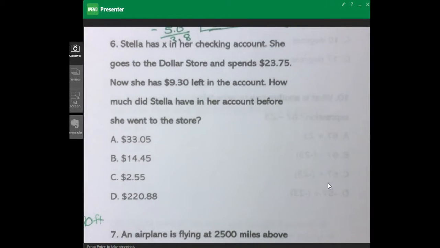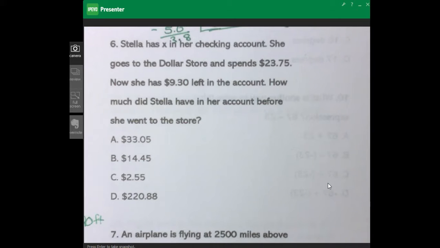Stella has X in her checking account. She goes to the dollar store and spends $23.75. Now she has $9.30 left in her bank account. How much did Stella have in her account before she went to the store?